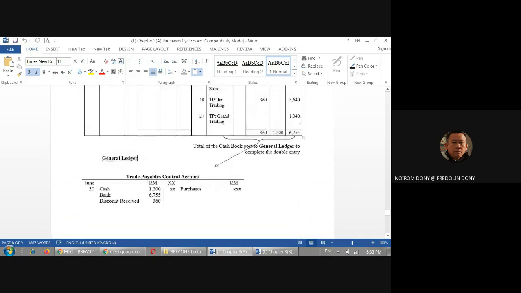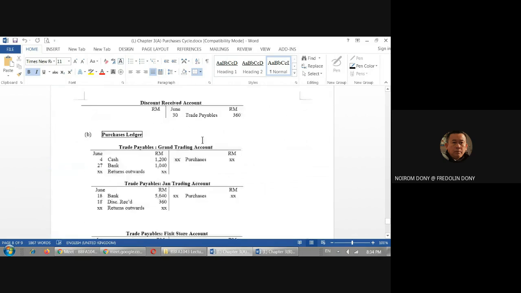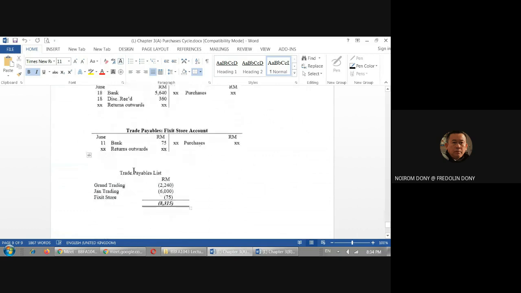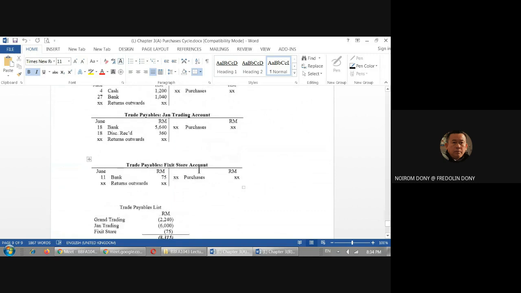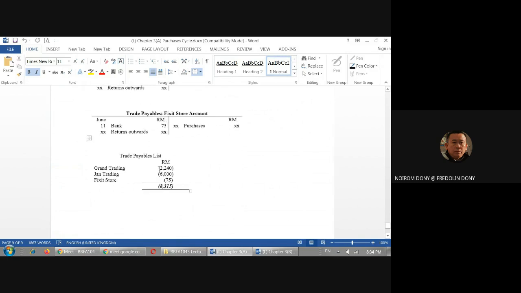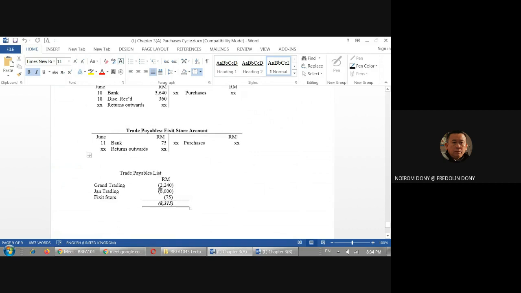So now, what we do, we look at the trade payable control account and compare it with the purchases ledger, whether we are having the same amount. So we have to do the trade payable list. Remember, this is a credit item. So if you have a debit balance, meaning it's negative. That is why all these are negative, because we only have a debit entry here. We don't have a credit entry. So that's why it's debit.